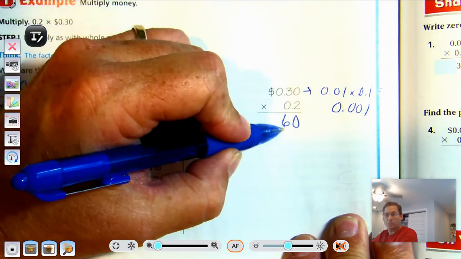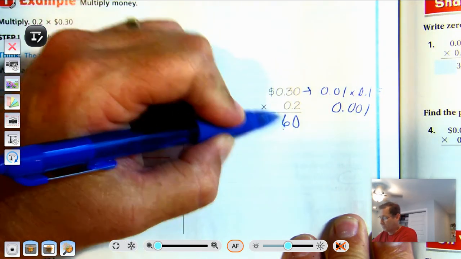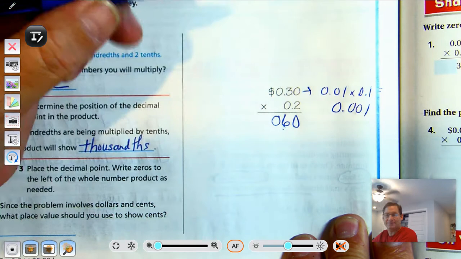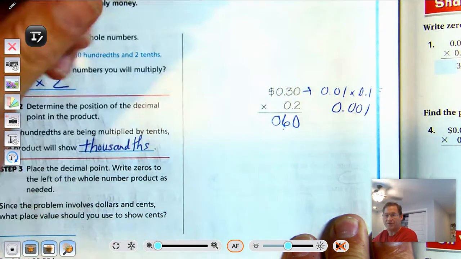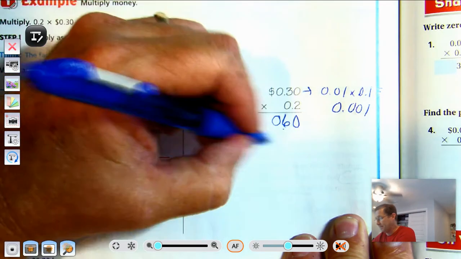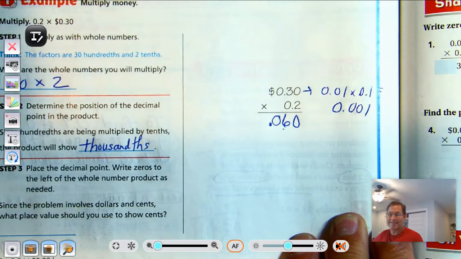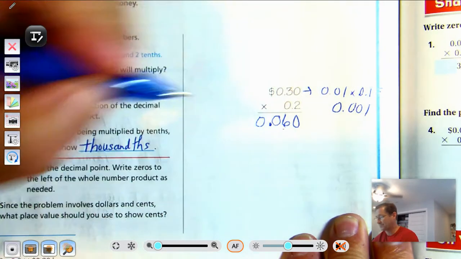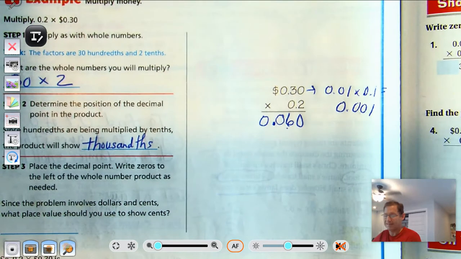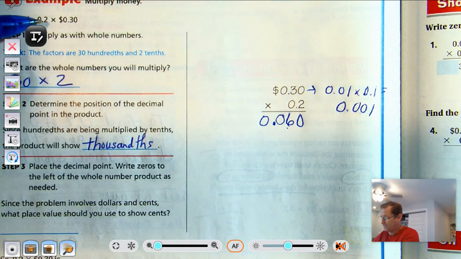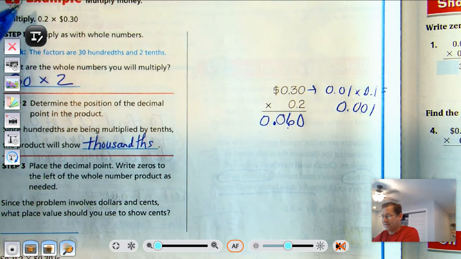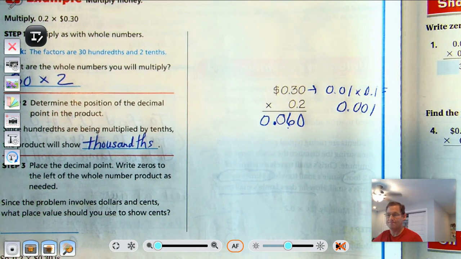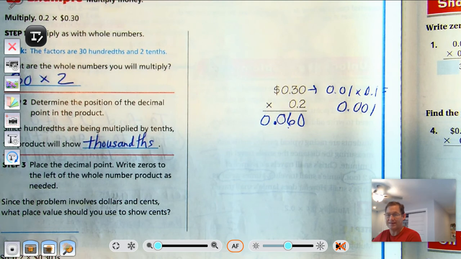Well, since we have to show thousandths, we have to put one to the left. If we put it to the right, we change the value. Okay. So we want 60 thousandths, which makes sense. Basically, we're taking 2/10 of 30, right? So that would be basically 60 cents divided by 10, which would be 6 cents.